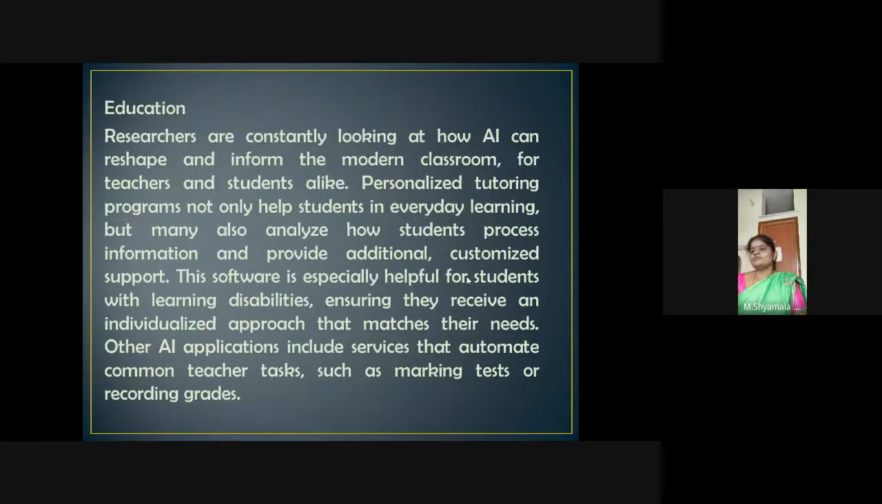Education. Of course, researchers are constantly looking at how artificial intelligence can reshape and inform the modern classroom.